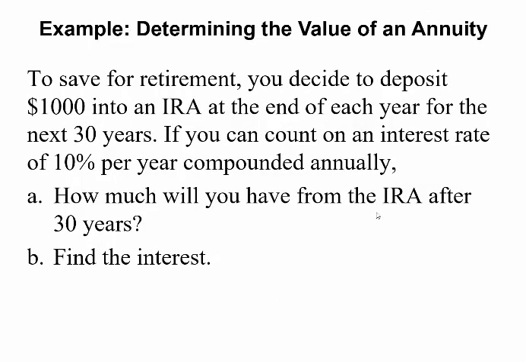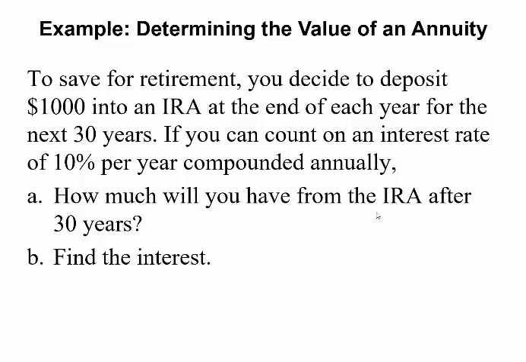To save for retirement, you decide to deposit $1,000 into an IRA account, which is an independent retirement account, at the end of each year for the next 30 years. If you can count on an interest rate of 10% per year compounded annually, how much money will you have from the IRA after 30 years?